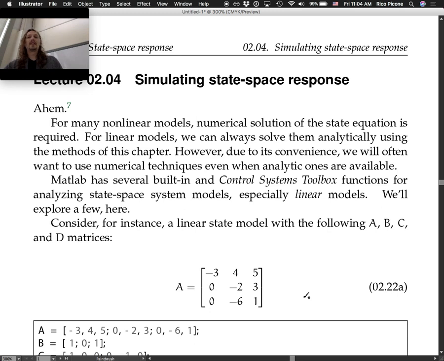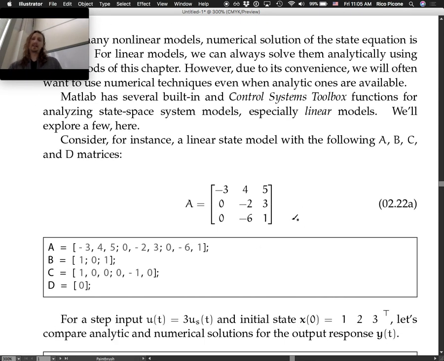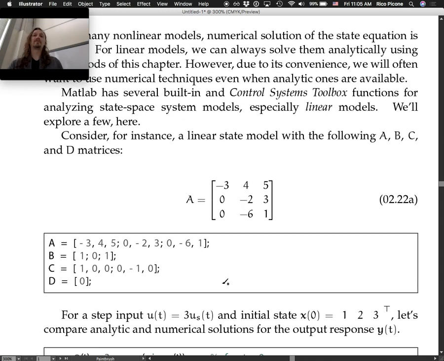MATLAB has several built-in functions and control toolbox functions for analyzing state space system models, especially linear models. I'm going to explore a few here. You can also do nonlinear models, but they don't have as many tools for that. So consider, for instance, a linear state space model with the following A, B, C, and D matrices. I just did A, and then I switched over to the code. I thought I had gone back and put B, C, and D, but I forgot.